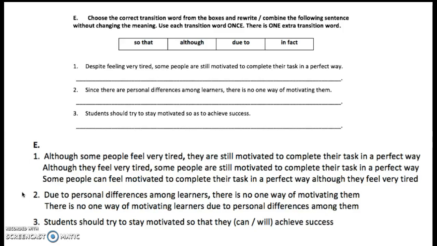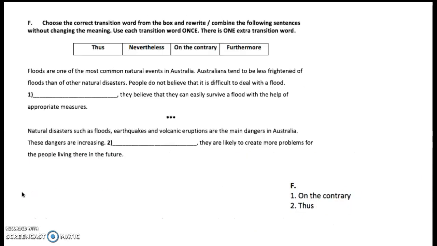Number 3, so as to means in order to, and they tell us about a purpose. So that can replace them, but after so that, you need to write a sentence, subject, verb. Part F.